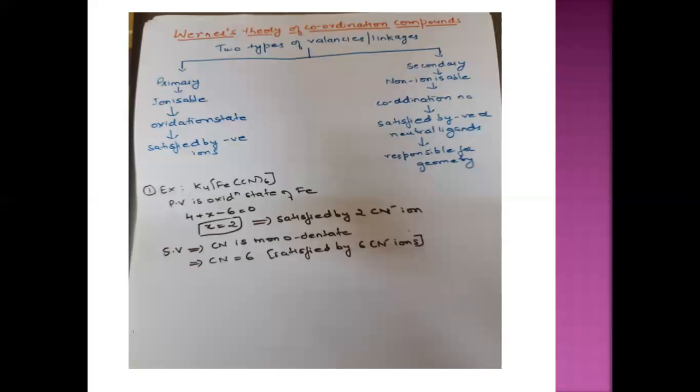First, we'll move on to Werner's theory of coordination compounds. According to Werner's theory, it gave us an idea regarding 2 different valencies of a coordination compound. A particular coordination compound contains 2 different valencies. One is the primary valency, which is nothing but the oxidation state of the central metal atom. And the second is the secondary valency, which is nothing but the coordination number of the central metal atom.